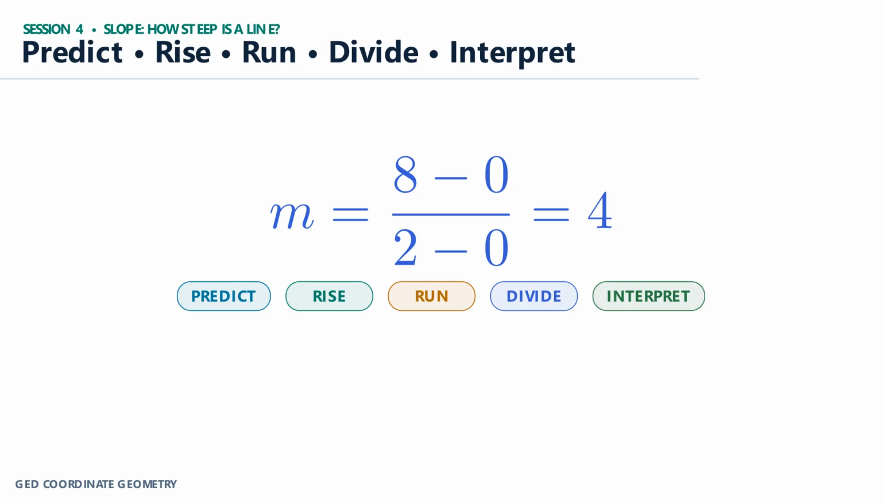In Session 5, slope becomes the coefficient m in y equals mx plus b, allowing us to write and graph complete line equations.